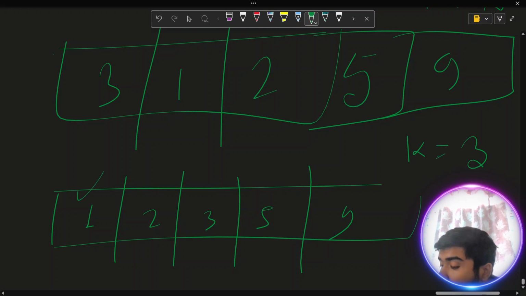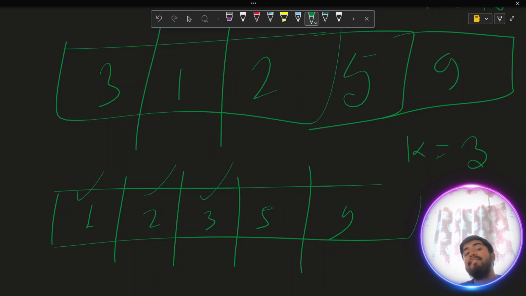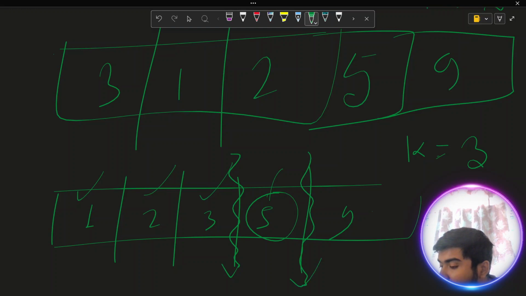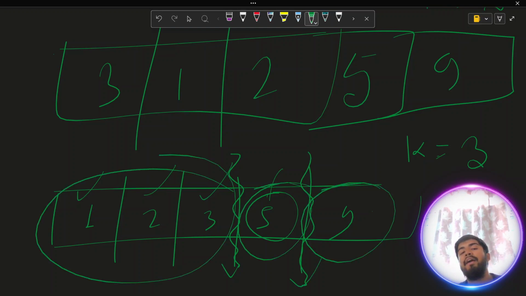I'm starting with 1. The start point of the current partition is 1. 2 is within the boundary: 2 minus 1 is less than or equal to 3. 3 minus 1 is 2, within the boundary. 5 minus 1 is 4, out of boundary. So make a partition from here. 5 becomes the starting point of another group. 9 minus 5 is 4, so make a partition here. So this is one partition, and this is another partition, and that is the minimum number of partitions you can achieve.